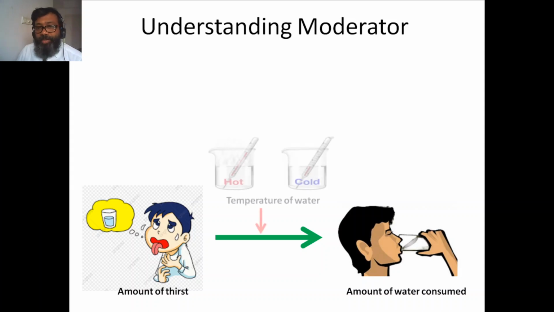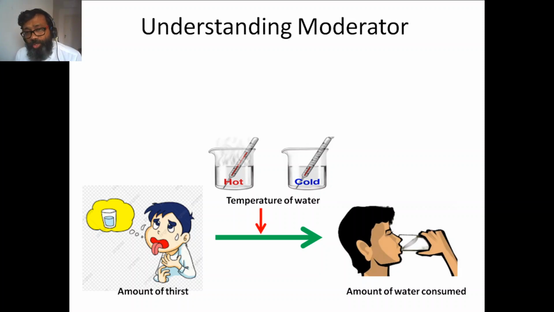For example, it can depend on the temperature of water. I am extremely thirsty and I am provided hot or warm water. Probably the consumption will not be that high. On the contrary, if I am given room temperature water, I might consume more. Or even if it's cold water, I might consume more or less. So my consumption of water is not only dependent on the amount of thirst that I have, but also on the temperature of water.